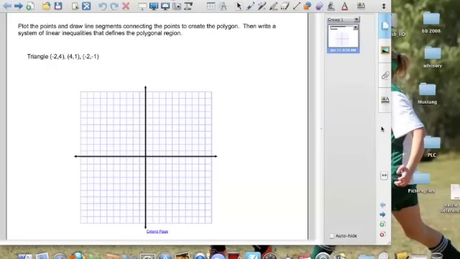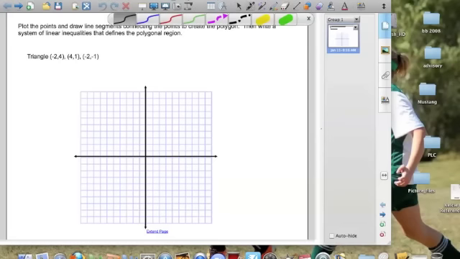In the following example, we are going to plot the points and draw the line segments connecting the points to create a polygon. You can do triangles, you can do rectangles. Then you're going to write the system of linear inequalities that define the polygonal region. So in this case, we're going to do a triangle. The first thing you have to do is plot your points.